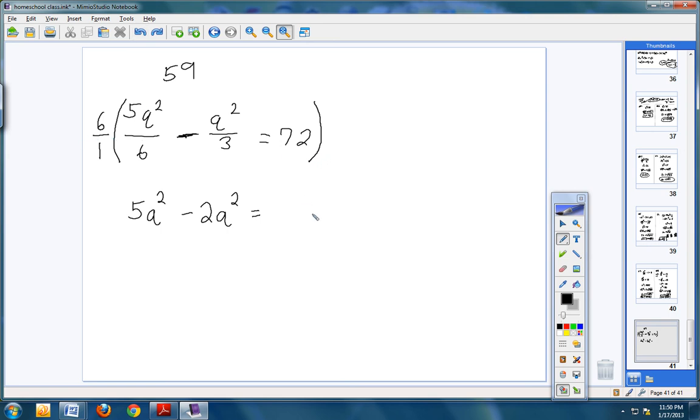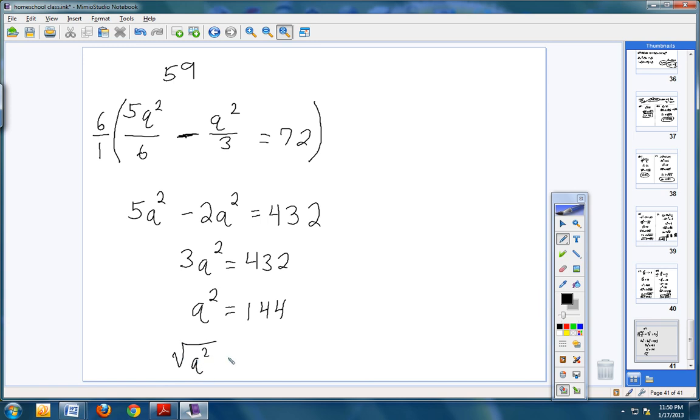So 6 times 72 would be 2, carry 1, 432. So I multiplied everything by 6, and you know what? This is a lot easier. Now look what you can do with these two squared terms. 5q squared minus 2q squared is 3q squared. And now you're ready to isolate the q squared, so divide both sides by 3. Goes in once, 144. And then, of course, take the square root of both sides.